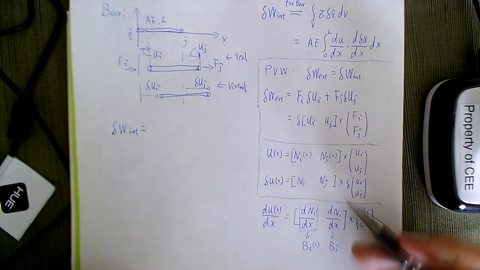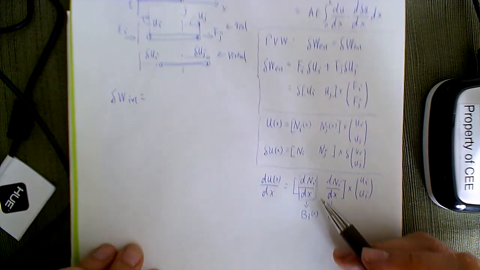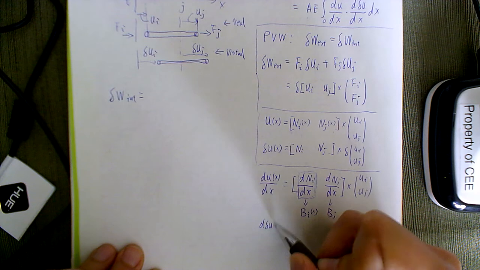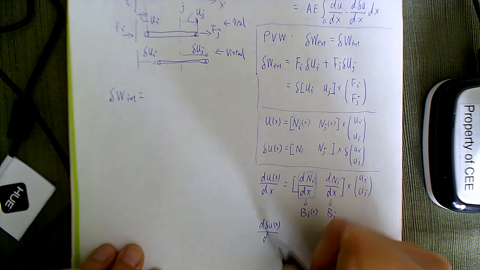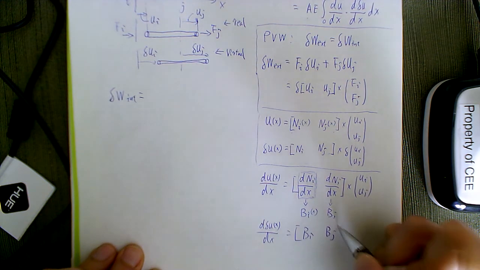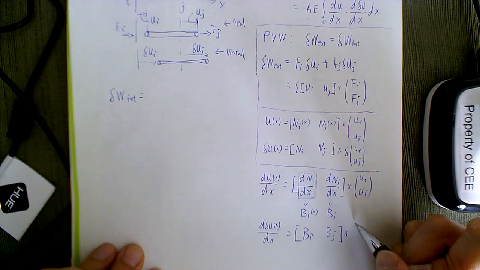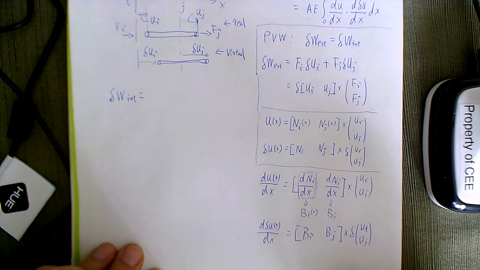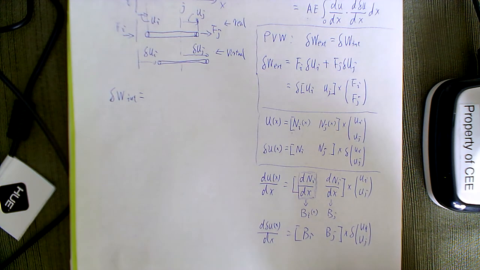So in fact, if I have this notation, the writing of differentiation of the virtual is very simple. It's just bi bj times virtual ui uj. Okay, got it. Okay, now once we have this, let's see what we can do here.